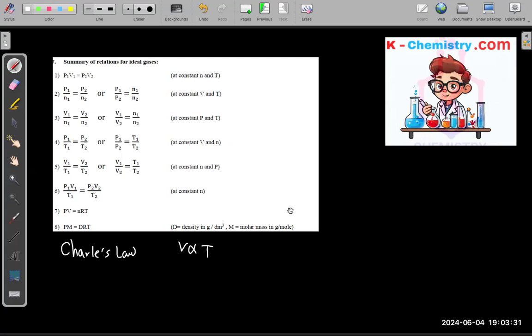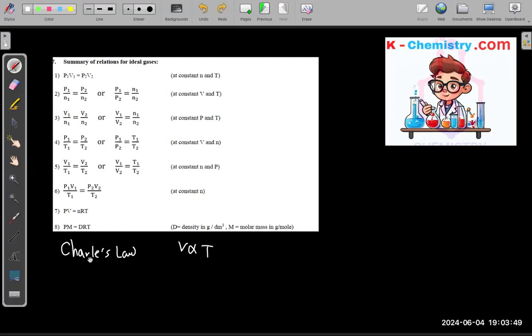What is the shape? The graphs of V versus T and T versus V will give us a direct relationship. It's a direct relationship because they are directly proportional. So whenever the volume increases, the temperature will increase also.